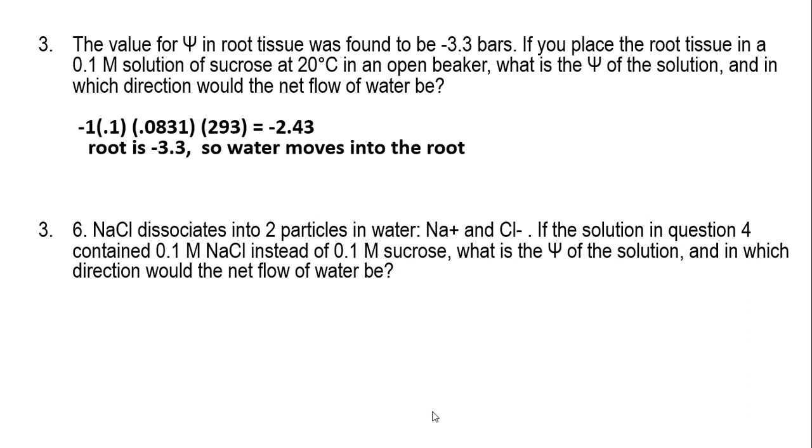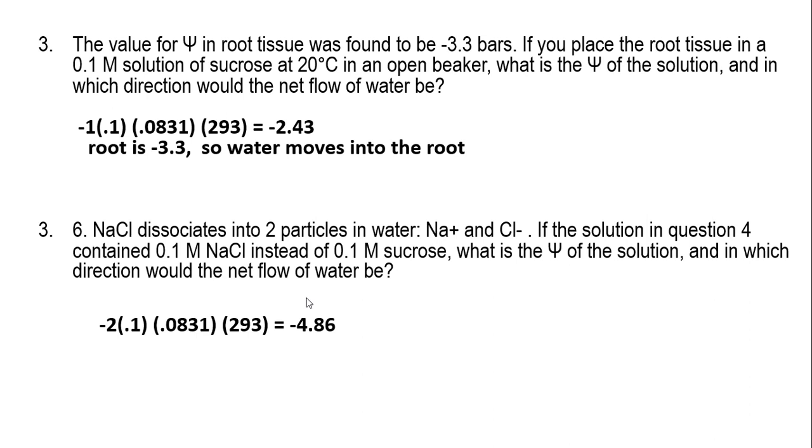Okay, let's look at this one, which is, my numbers are messed up. So it says here, NaCl dissociates into 2 particles in water, sodium and chloride. So now we take this solution, which is in this question up here. Okay, here's the solution, right? And we put sodium chloride instead of sucrose. So what we're going to do now is change the ionization constant. This is going to go to -2. Now let's see what happens.